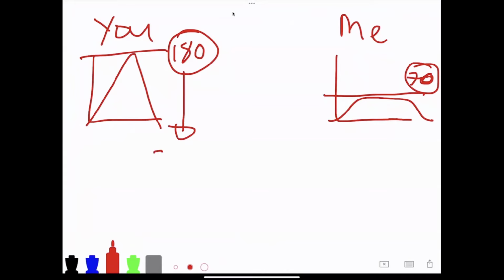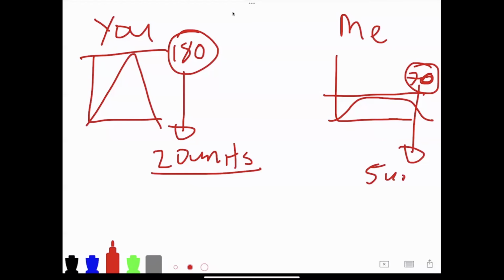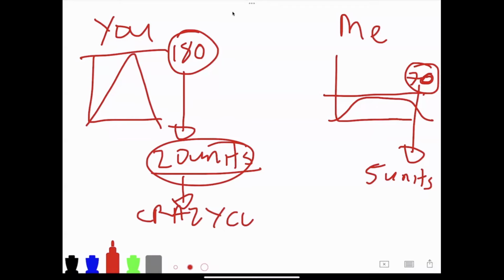Your pancreas may produce 20 units of insulin. For me, my pancreas is going to produce a commensurate lower amount of insulin to deal with that blood sugar of 70. For me, my pancreas may produce 5 units of insulin. I want you to think about 20 units of insulin like the crazy CEO. When the CEO is crazy, employees don't respect him. I want you to think about 5 units of insulin like the humble CEO. When the CEO is humble, when he asks the employees to jump, the employees say how high. So that's the implication of fiber.